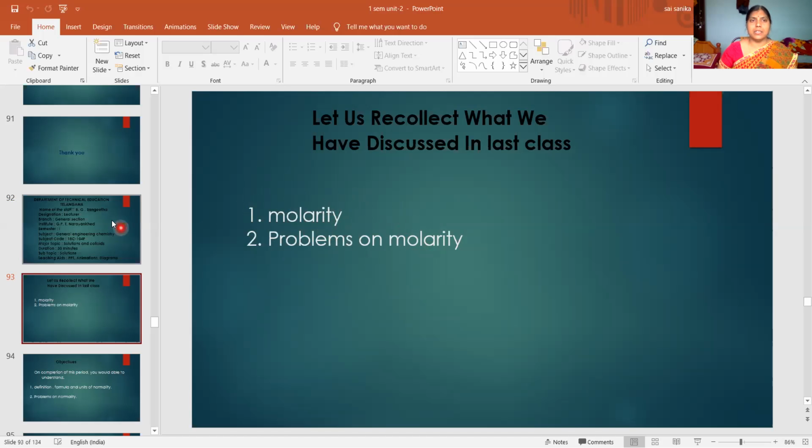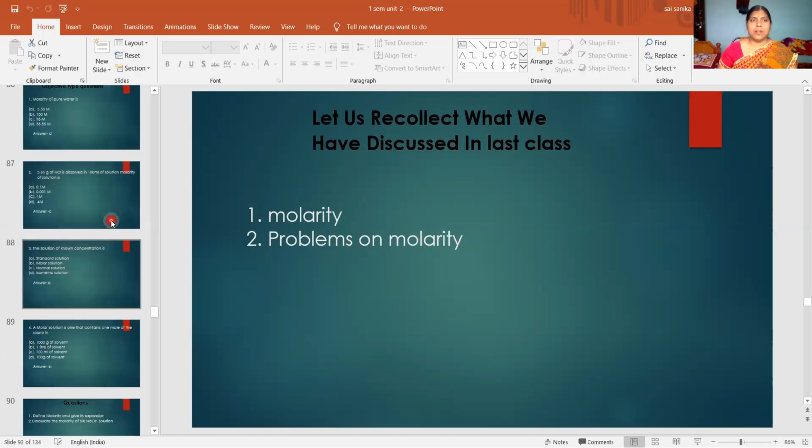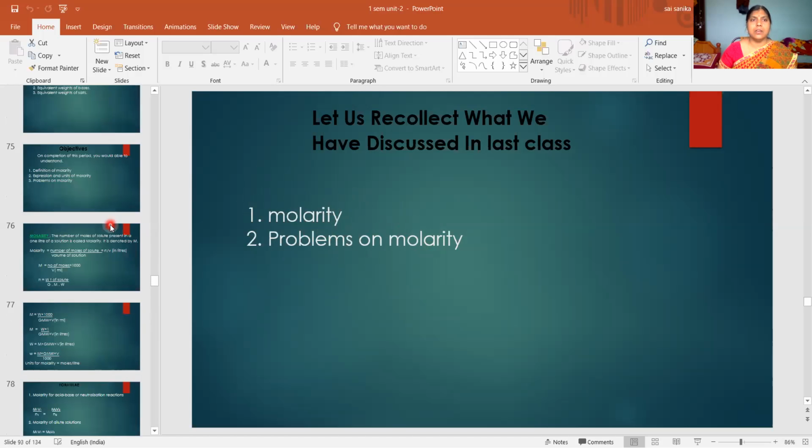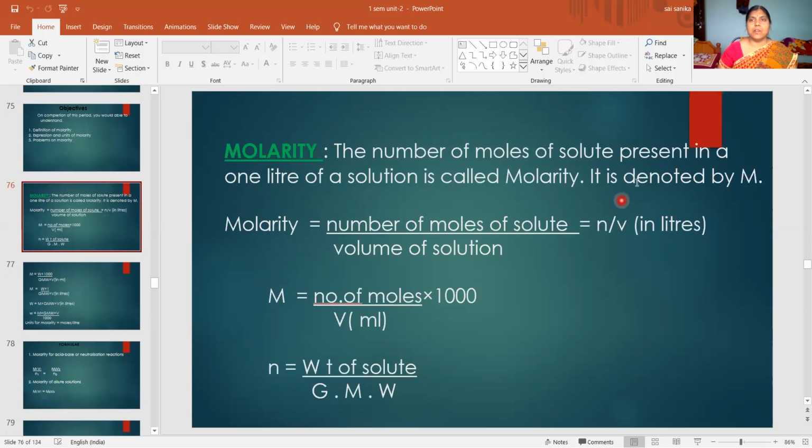So what is molarity? The number of moles of solute present in 1 liter of solution is called molarity. It is denoted by M. And what is the formula for molarity? Molarity is equal to number of moles of solute by volume of solution, that is given by n by V, where volume is in liters.